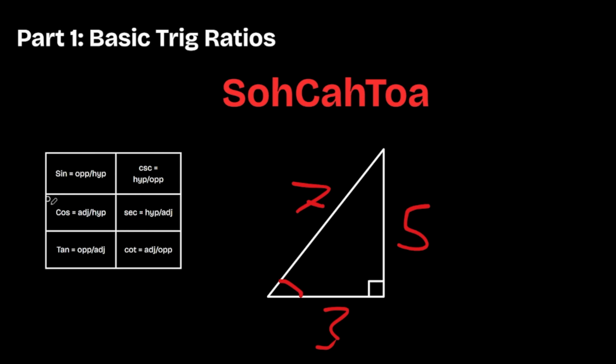If I ask you what is the cosine value of this graph, we know that cosine is adjacent over hypotenuse. So from our angle, the adjacent side is 3. And the hypotenuse side is 7. So therefore, our cosine value is 3 over 7.